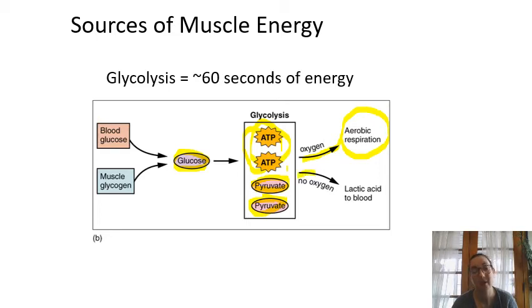If we don't have any oxygen, then we go into this fermentation pathway where we're going to create a little bit of ATP, but mostly we're going to be creating some lactic acid as a byproduct, and that's going to cause some muscle pain.